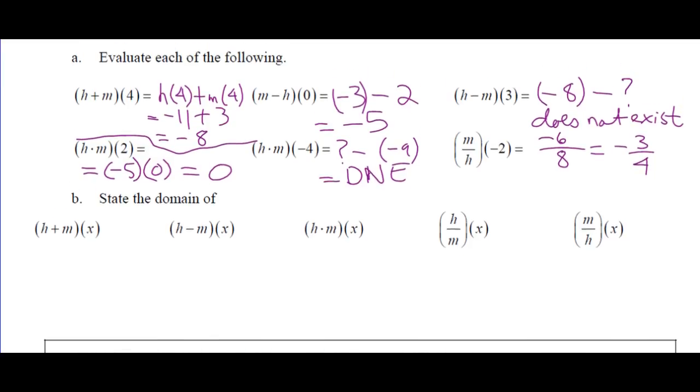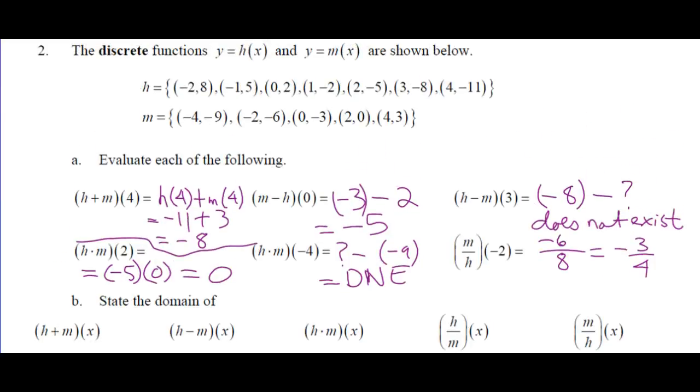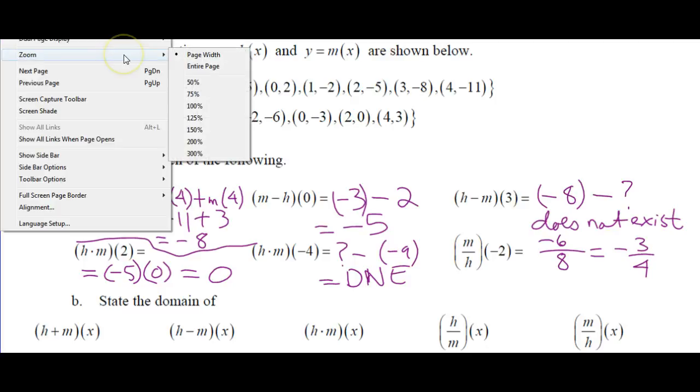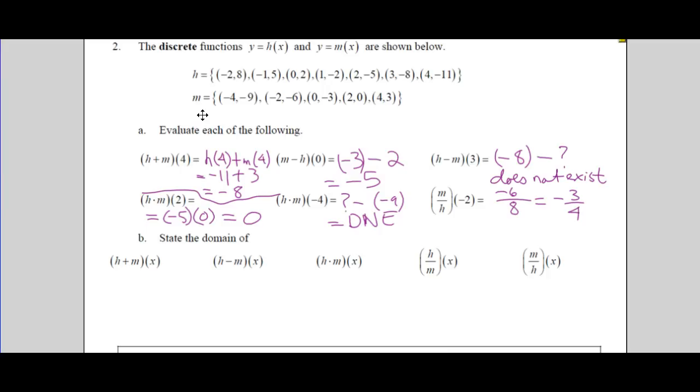All right, state the domain of h plus m. If I want to add h of x and m of x, what are my allowable inputs? What x values can I put in? I'm going to shrink this a smidge. Which ones are both in there? Let's say -2, they're both there.